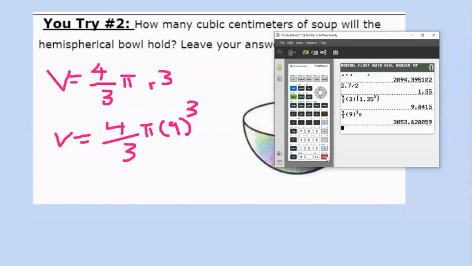And we get this number. And then you divide this by pi, and you get your answer. So it'd be 972 pi.